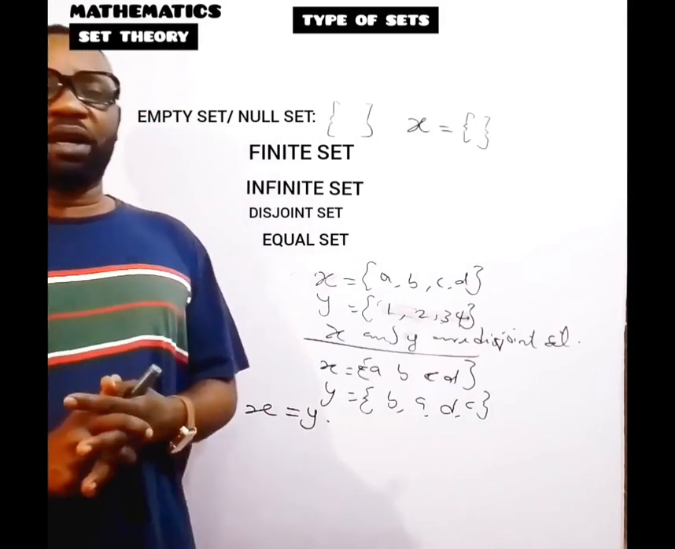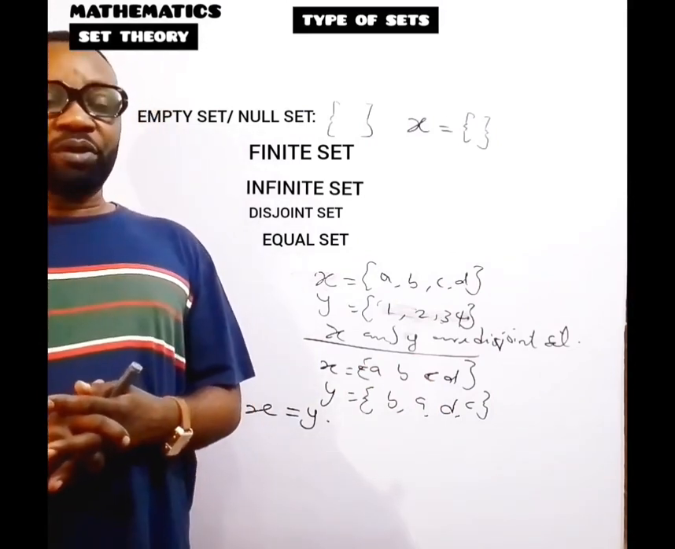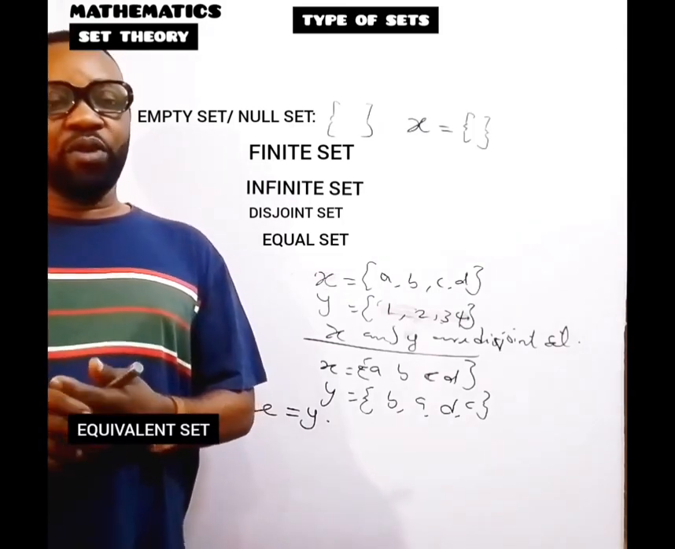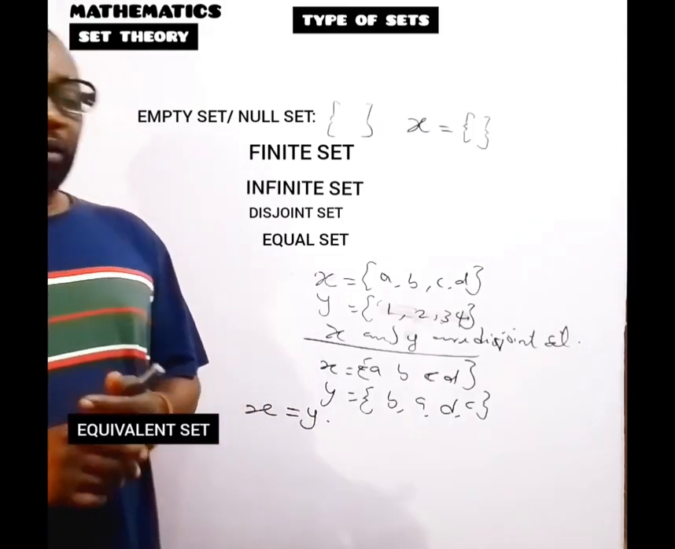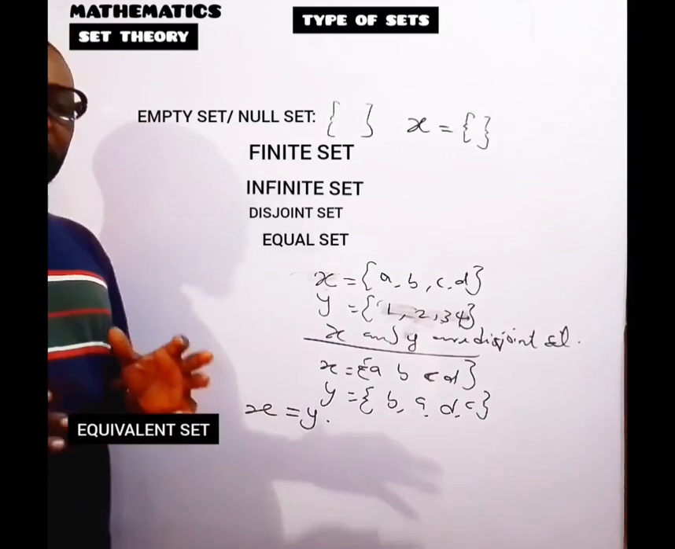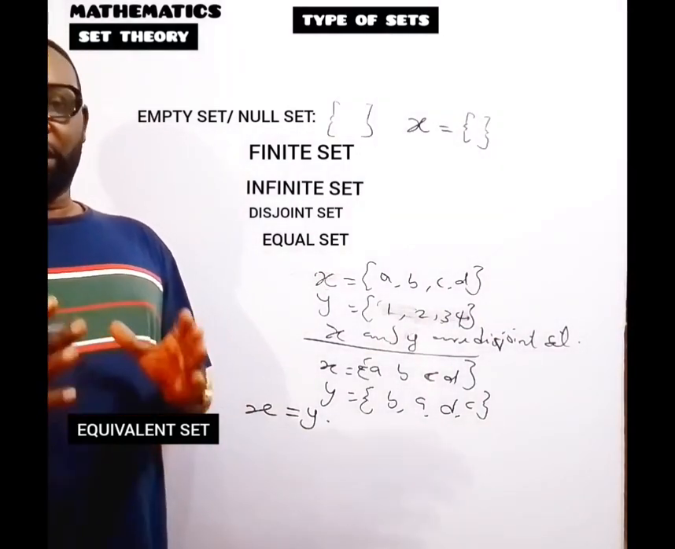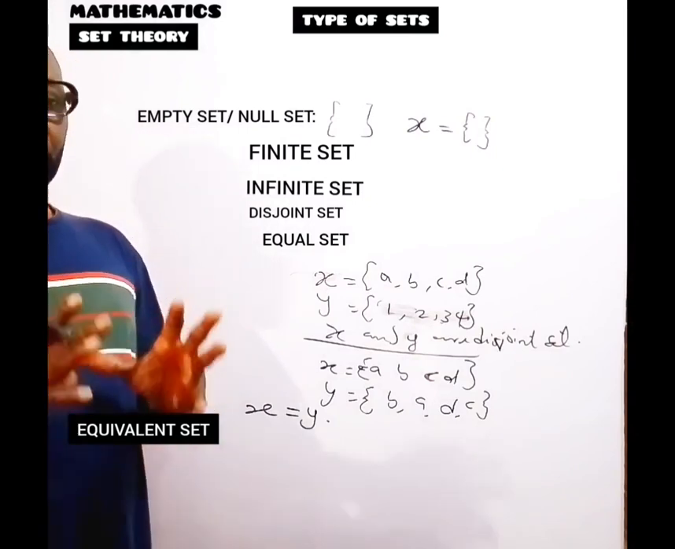Now, another example of types of set we have is called the equivalent set. An equivalent set is said to be sets that have the same number of elements.